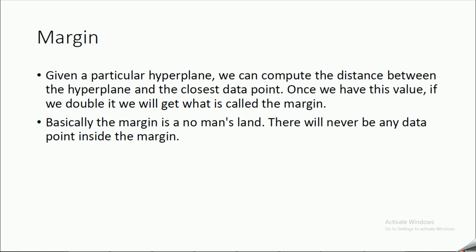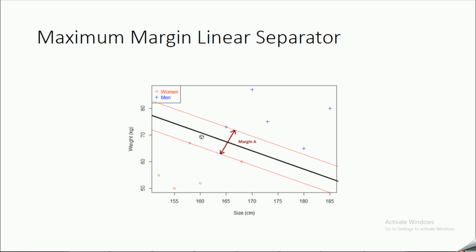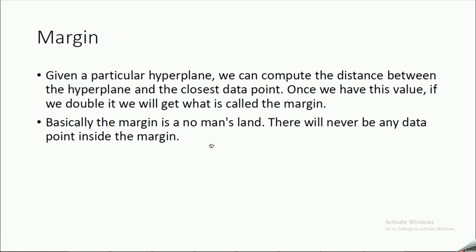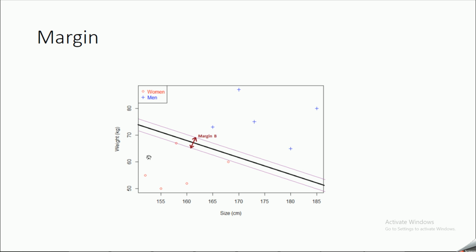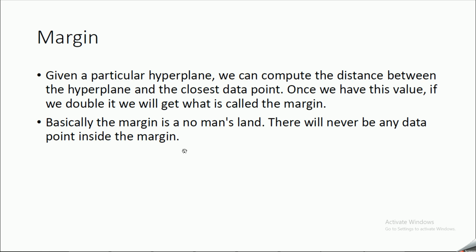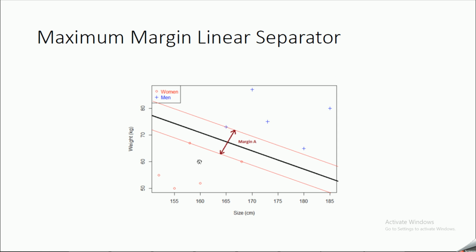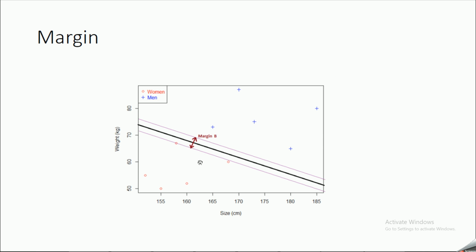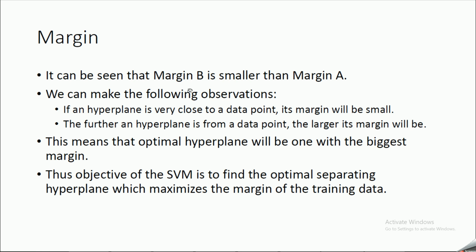So a margin is a no man's land. This is in layman's terms. That is, you cannot have any data points lying within the margin. There will never be any data point inside the margin. So here if you see, this is margin B, where the margin space is comparatively less as compared to margin A. Always remember, the margin space should always be wider instead of narrower in SVM. So it can be seen that margin B is smaller than margin A.